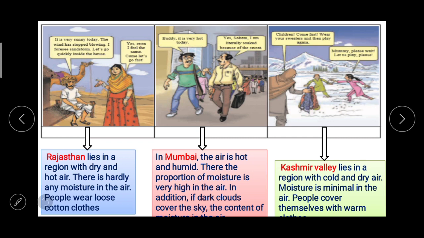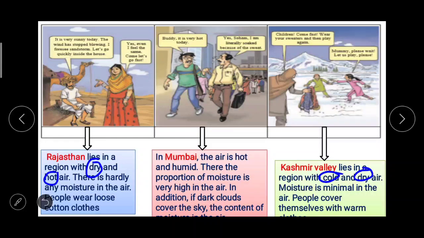So in the first one, Rajasthan lies in a region with dry and hot air, so people wear loose cotton clothes. In the second one, the Kashmir Valley lies in a region with cold and dry air. In Rajasthan it is dry and hot; in Kashmir, sorry, it's cold and dry. So people cover themselves with warm clothes.